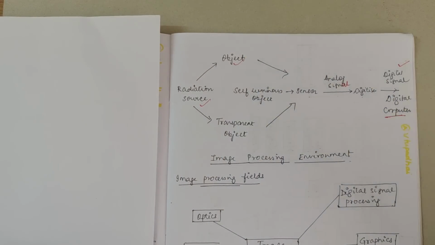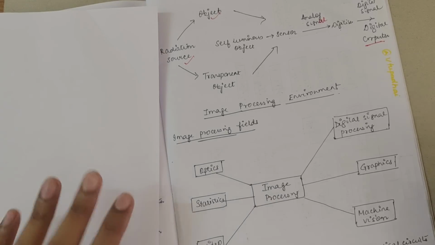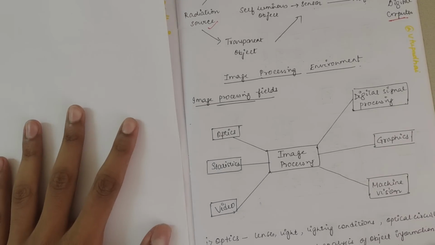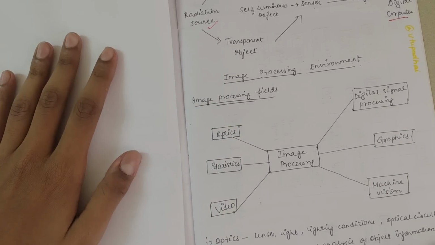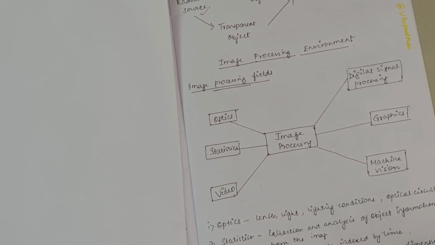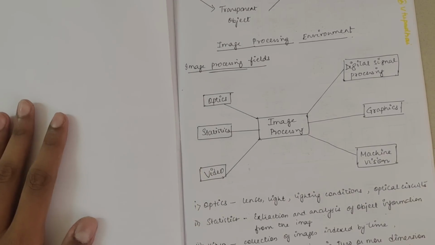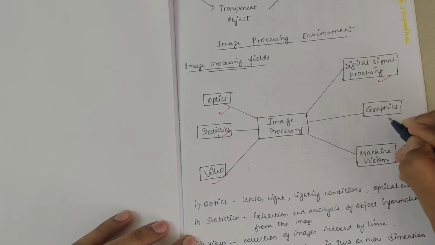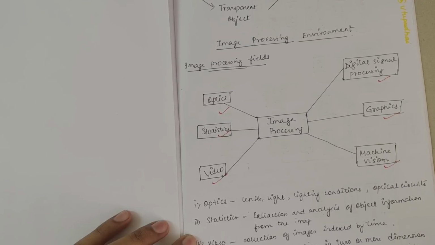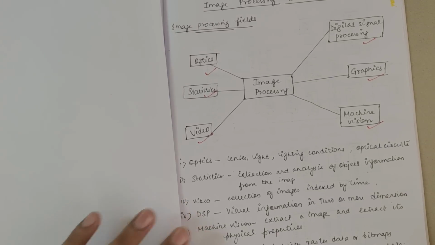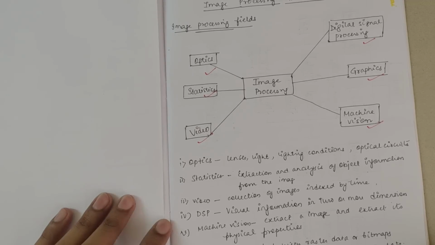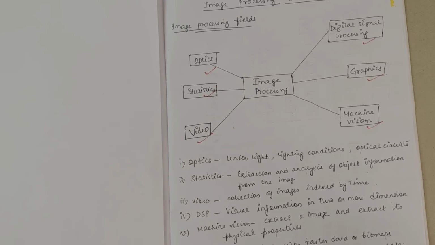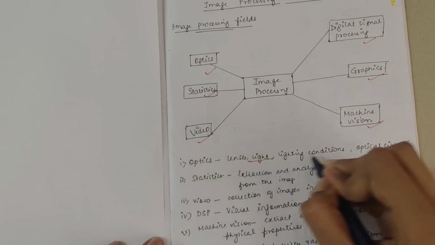This diagram is very important for the VTU exam. Followed by that we have image processing fields. How will you apply image processing in various fields? First we have optics, then statistics, video, digital signal processing, graphics, and machine vision. Let's talk about examples in detail. In optics, we use lenses, light and lighting conditions, and optical circuits to obtain the image.